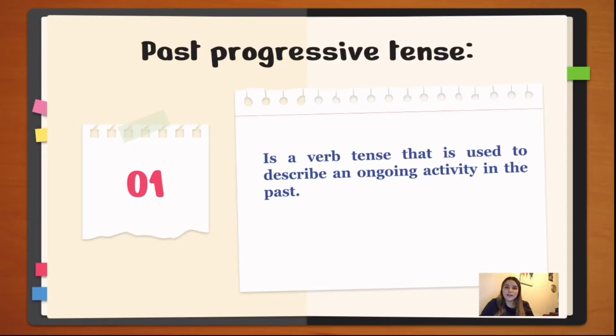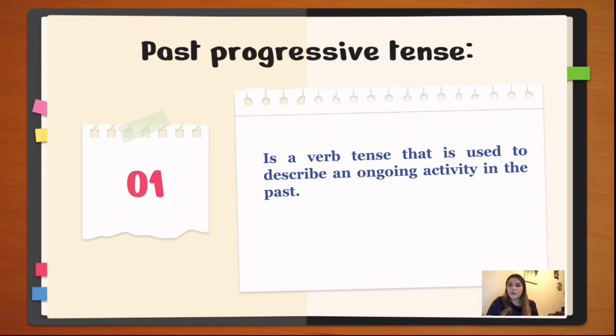Now, what is past progressive tense? It's a verb tense that is used to describe an ongoing activity in the past. ¿Qué es el pasado progresivo? El pasado progresivo es un tiempo verbal que se usa para describir una actividad en transcurso en un tiempo pasado.